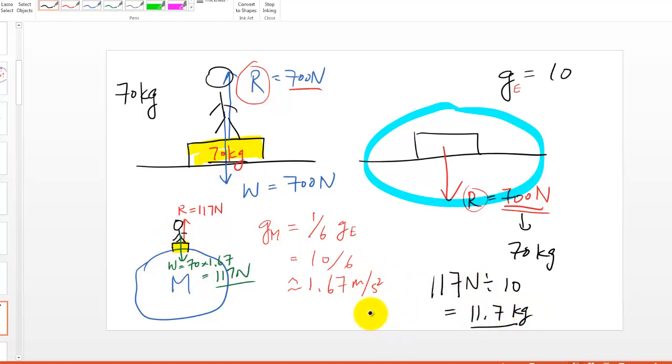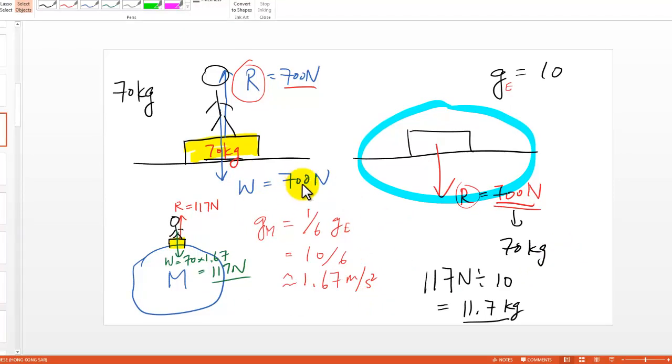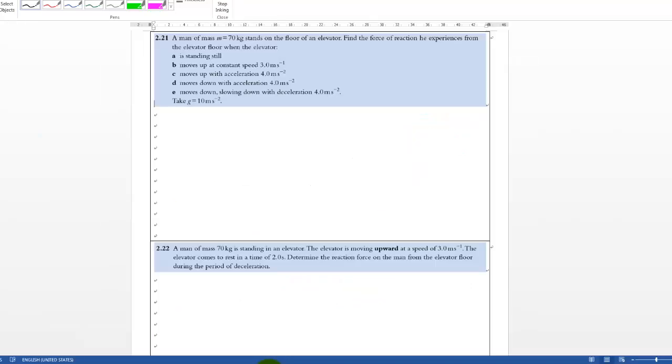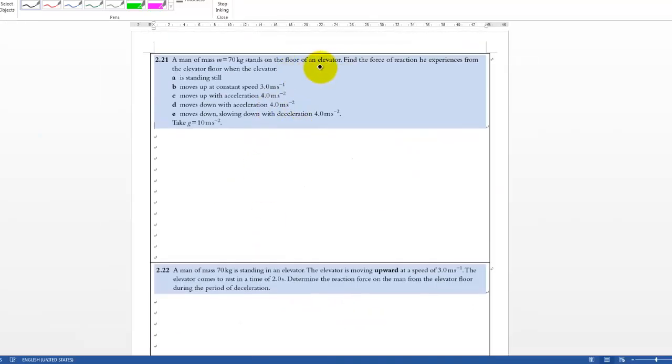So apparently, you will think that you are lighter. The reason I talk about the electronic balance is to show you that the reading may not always reflect your own real mass. And that will be related to our question later on when we do the elevators problem.